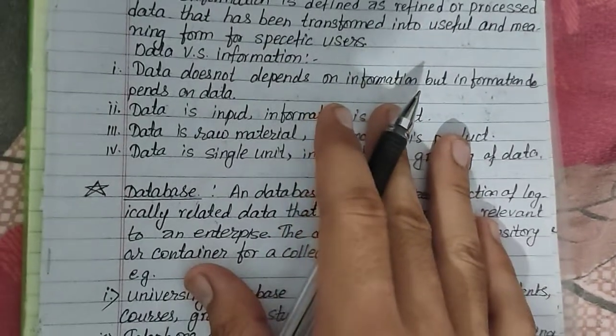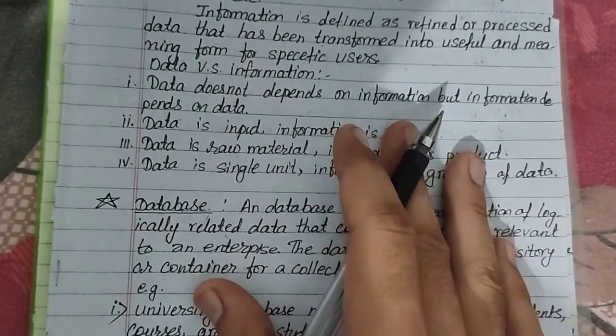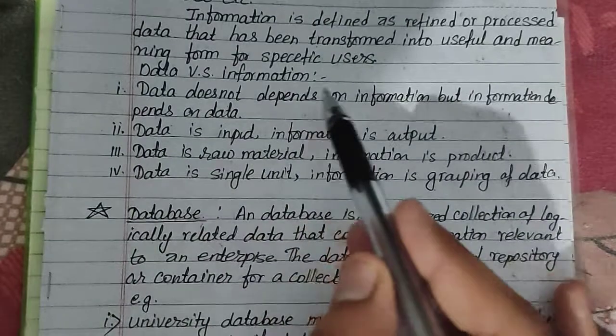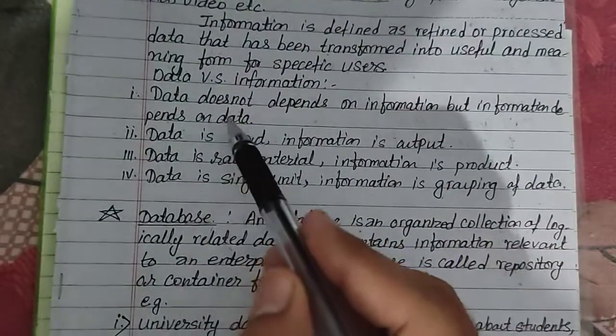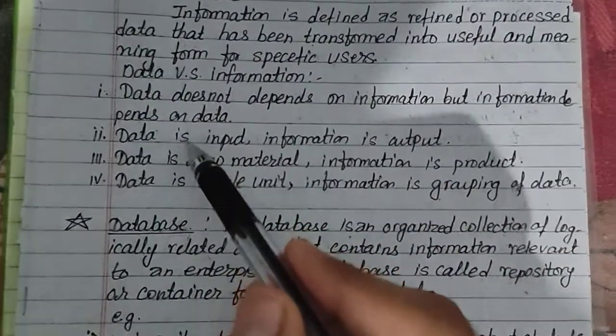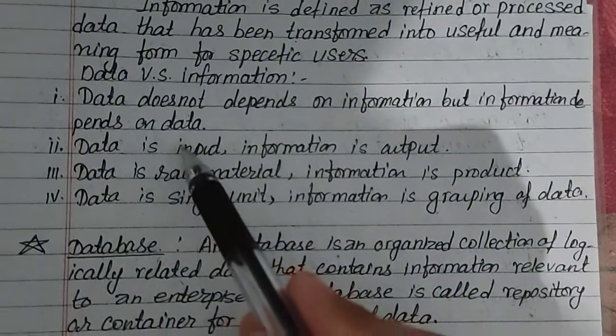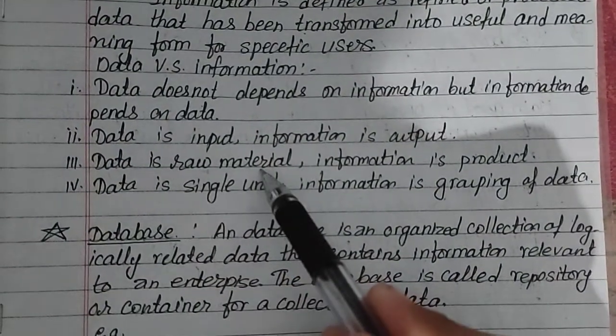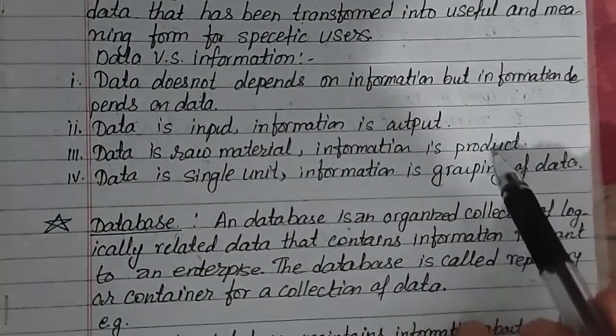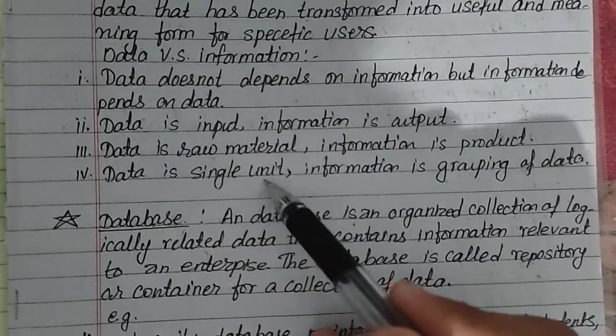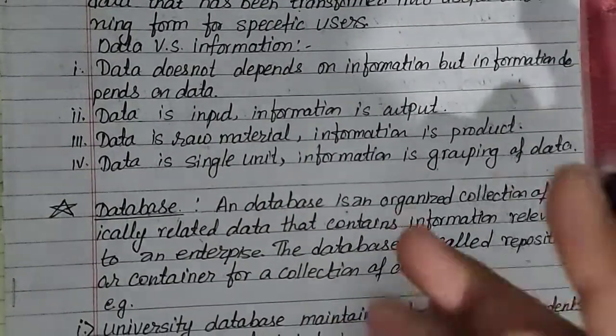Let's compare data and information. Data doesn't depend on the information, but information depends on the data. Data is the input, whereas information is the output. Data is a raw material, whereas information is the product. Data is a single unit, whereas information is a grouping of data.